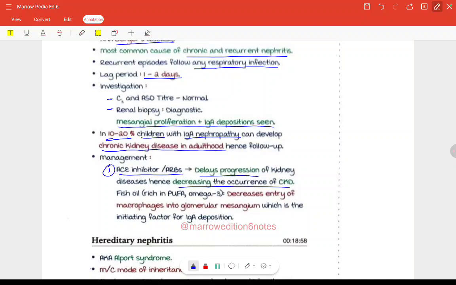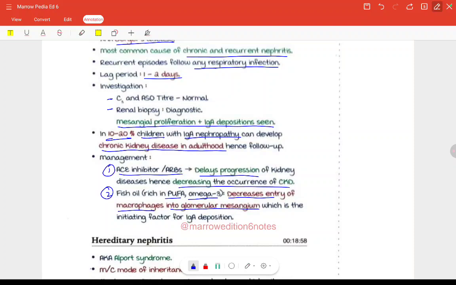And fish oils can also be used because they are rich in PUFA and omega-3. They will decrease the entry of macrophages into the glomerular mesangium, which is the initiating factor for the IgA deposition.